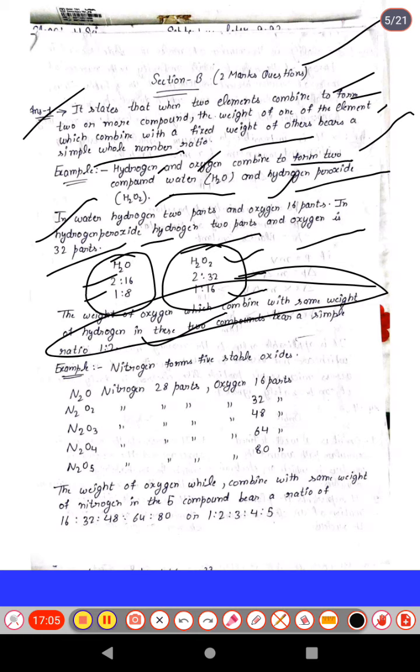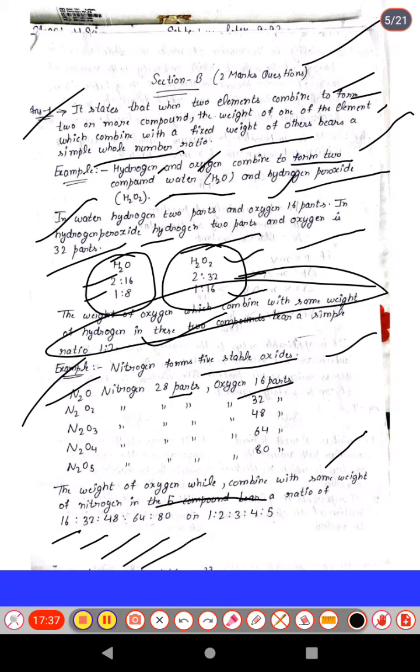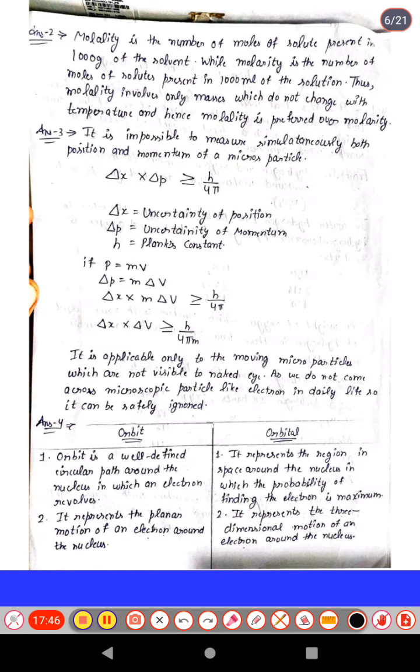Another example can be shown. Nitrogen forms stable oxides. In N2O, nitrogen is 28 parts and oxygen is 16. Similarly in N2O2, nitrogen is 28 parts and oxygen is 32. Similarly N2O3, N2O4 and N2O5. The weights of oxygen combining with the same weight of nitrogen in the five compounds bear a ratio of 16:32:48:64:80, or 1:2:3:4:5. This is a simple whole number ratio.